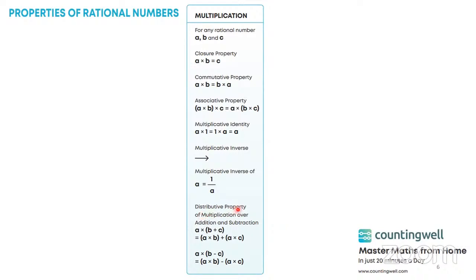Now let us see distributive property of multiplication over addition and subtraction. So a multiplied by b plus c. So we are multiplying a rational number with the sum of two rational numbers. So it is nothing but a multiplied by b plus a multiplied to c. Here note that the multiplication is distributed over the addition. Similarly, we can multiply a rational number to the subtraction or to the difference of two rational numbers, b minus c in this case. So we have a into b minus a into c.